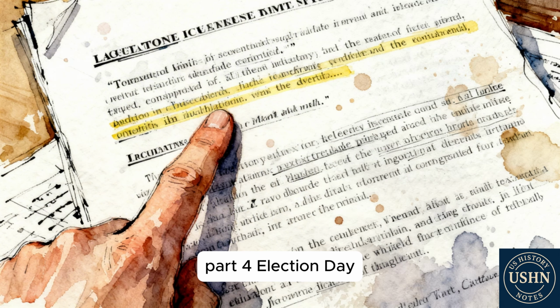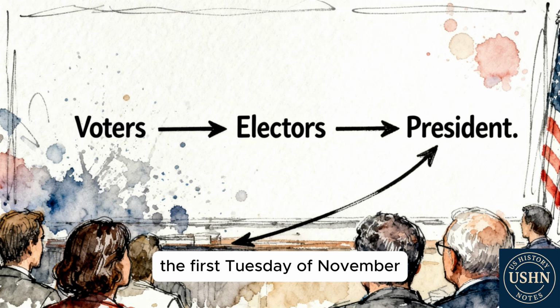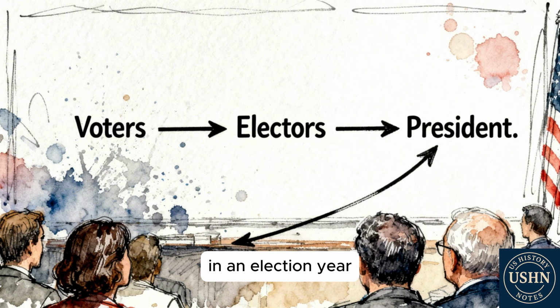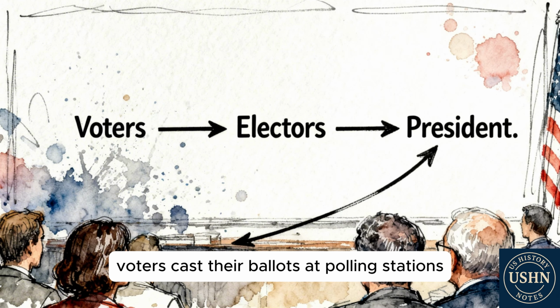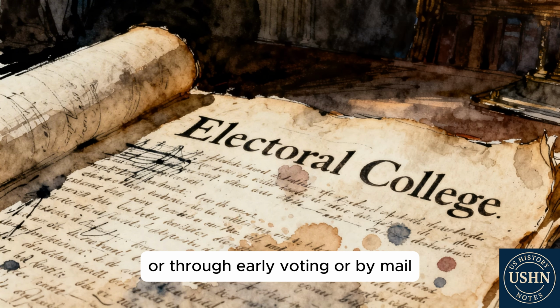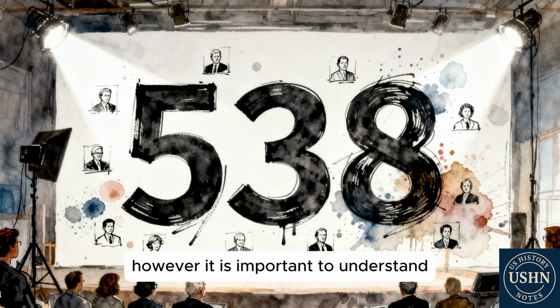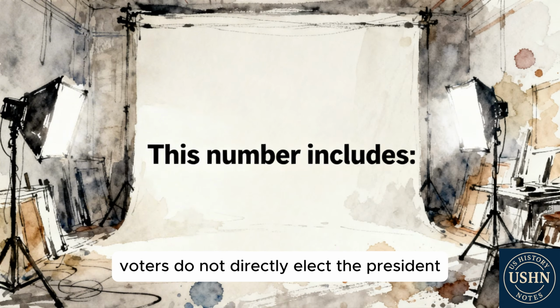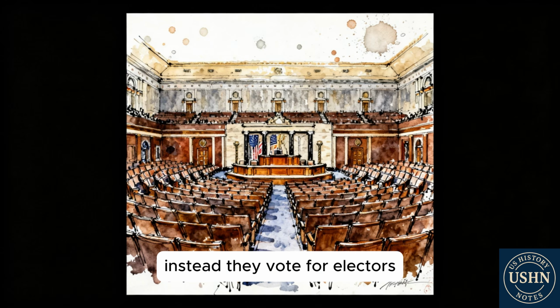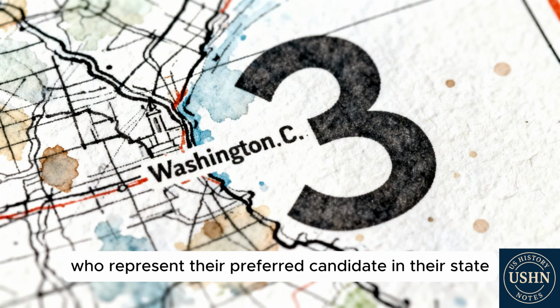Part 4. Election Day. U.S. presidential elections are held on the first Tuesday of November in an election year. Voters cast their ballots at polling stations or through early voting or by mail, depending on each state's laws. However, it is important to understand, voters do not directly elect the president. Instead, they vote for electors who represent their preferred candidate in their state.